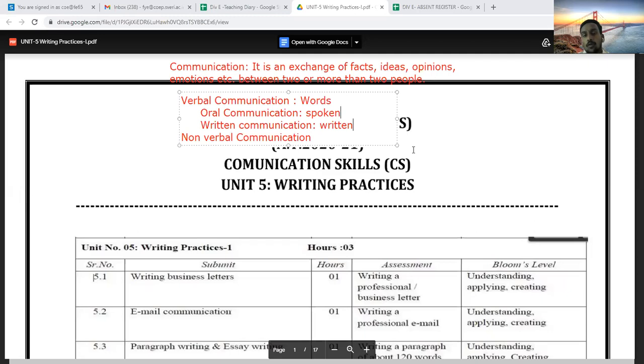Therefore, we cannot say that one is important and another is not important at all. We would like to give equal weightage to oral communication and written communication, but we spend maximum time in oral communication rather than written. Written is required whenever you are doing something formal or when an important document is involved. In that case only, people use written communication. Otherwise, people use oral communication all the time. So that is about oral communication.